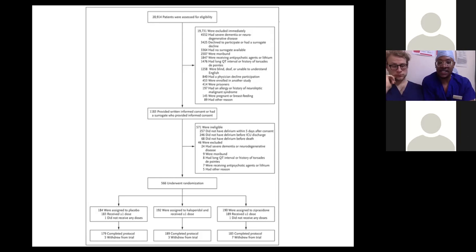So this left us with a total of 566 patients, who could be randomized into any of the 3 arms. They were randomized roughly equally across all 3 arms, with 184 patients randomized into placebo, 192 into haloperidol, and lastly 190 patients into the ziprasidone arm.